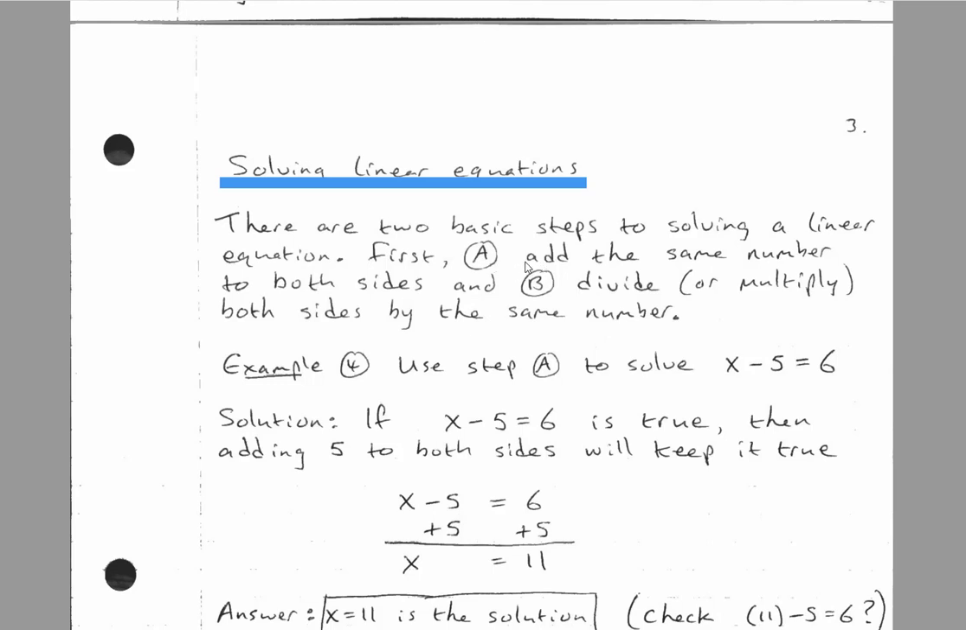The point is, if you add the same thing to both sides of an equation, then you'll end up with an equivalent equation. You don't change the solutions. And the same if you divide both sides of an equation by the same number. Again, you don't change the solutions.